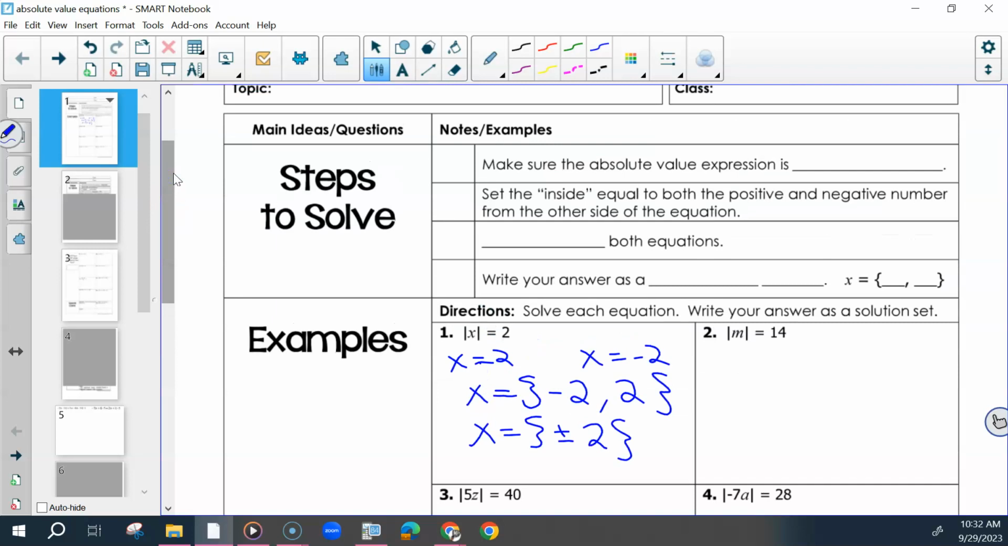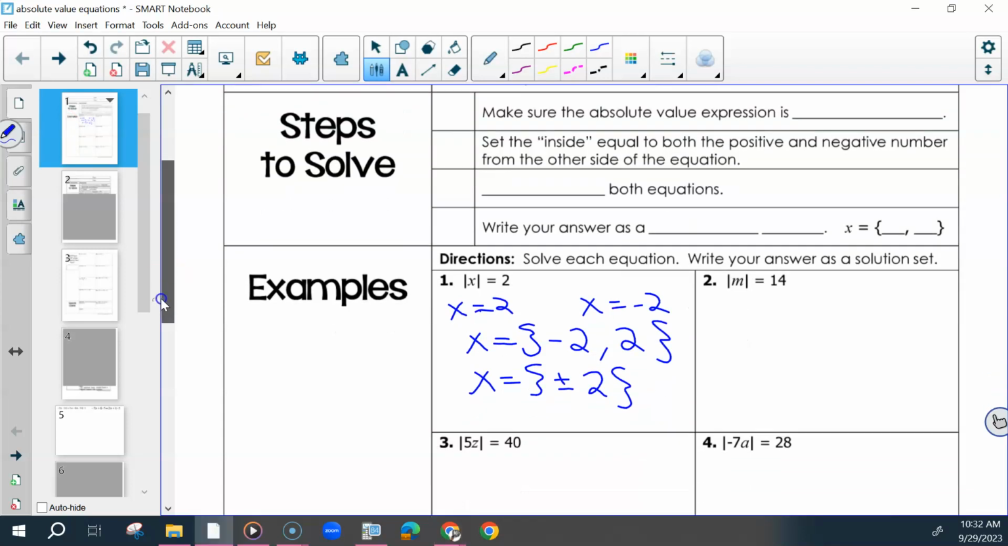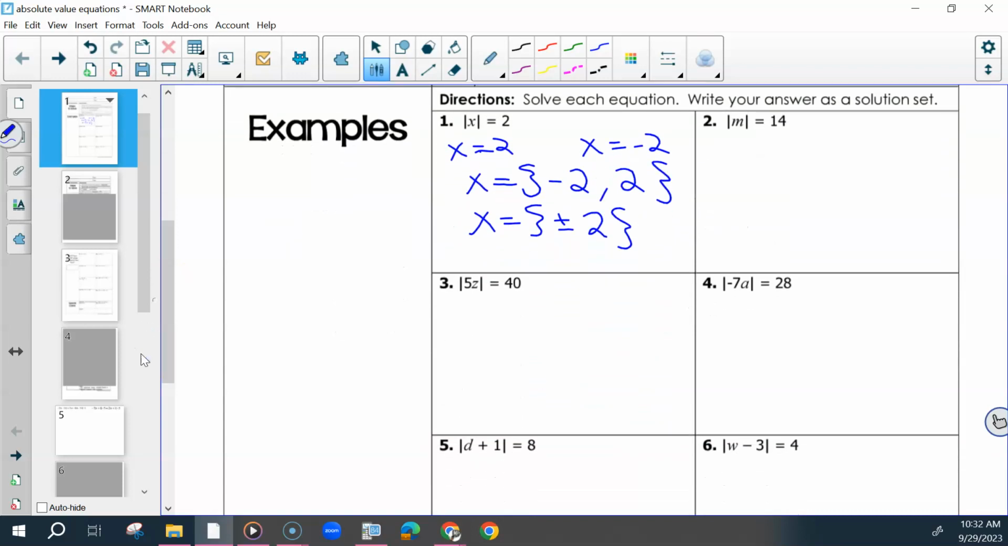Because absolute value measures the distance, so it could be measuring the forward distance and the backward distance, so we have to take account both. Other questions on that one before we move on? So it's least to greatest. Least to greatest. Unless you're writing it like this, then it's plus or minus.